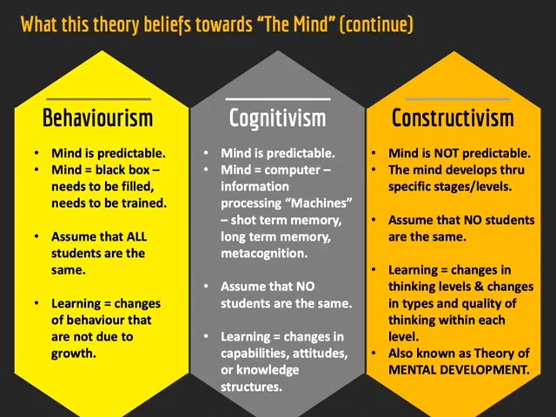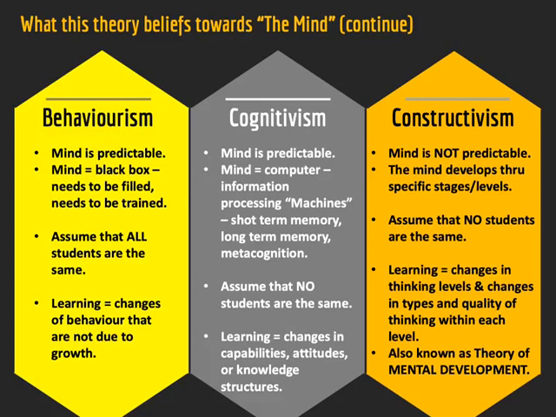Therefore, behaviorism believes that the mind is predictable, and they assume that all students are the same. They believe that learning happens when there are changes of behavior that are not due to growth.